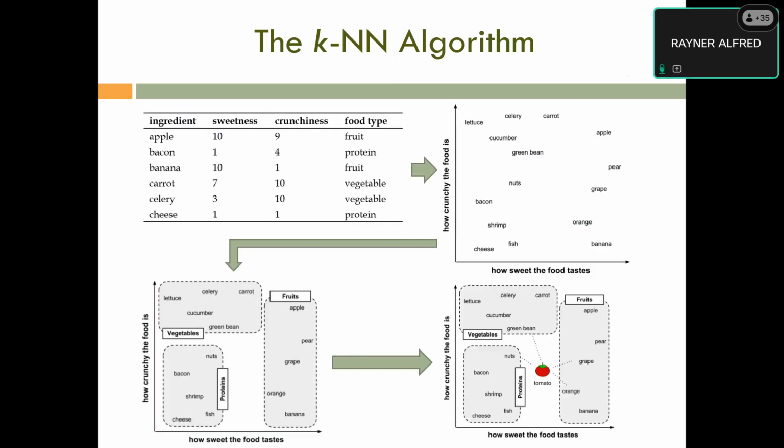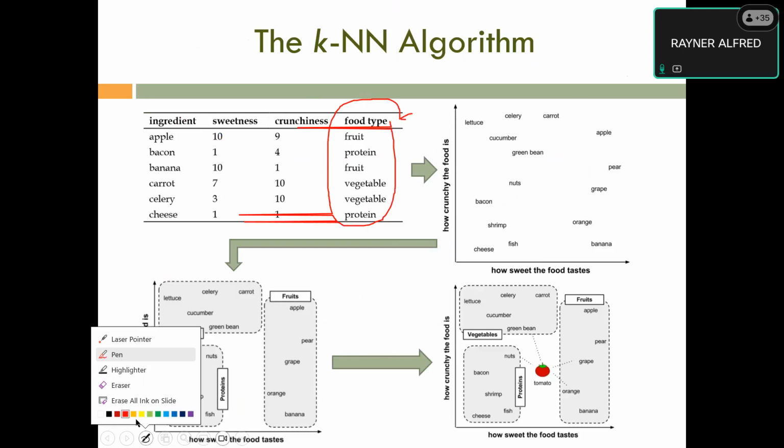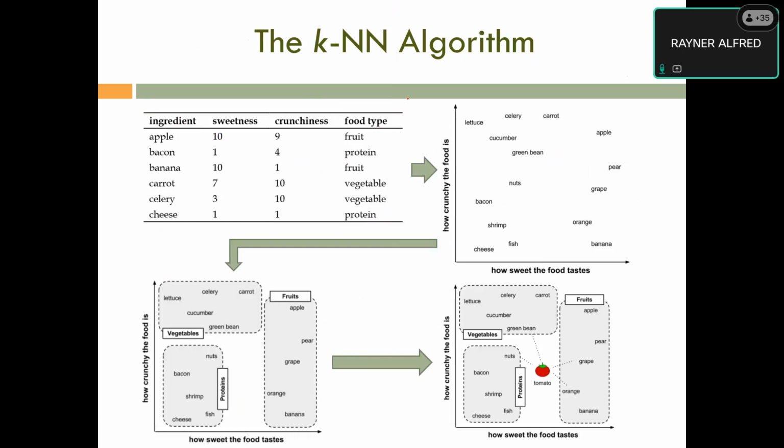So for example, let's suppose we have this data here. We have food type: fruit, protein, class, veggie, and so on. So this is your class label, and then this is the item that you have, and this is referring to the sweetness and crunchiness.